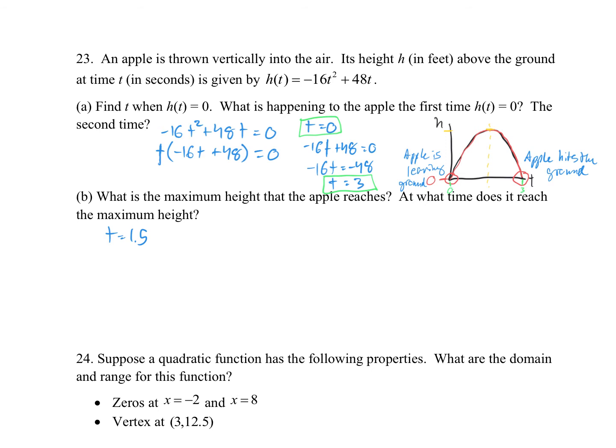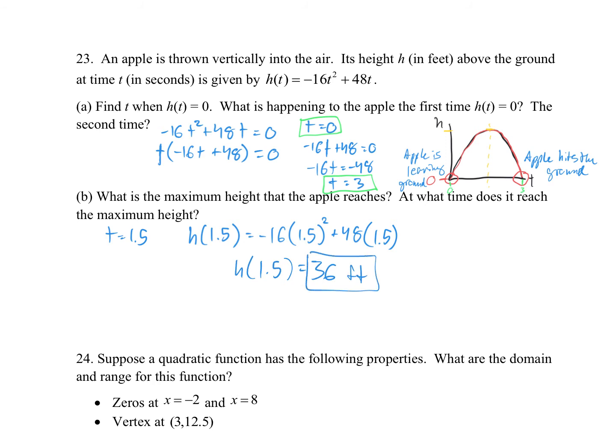And the maximum height that the apple will reach will be the same as h(1.5), right, if we use function notation. So let's plug 1.5 into our h equation. Plus 48 times 1.5. And if I plug this into my calculator, I get h(1.5) equals 36. So the maximum height that the apple reaches is 36 feet. So 36 feet, and the unit for the time is in seconds. Don't forget your units, guys. A number doesn't mean anything without a unit.